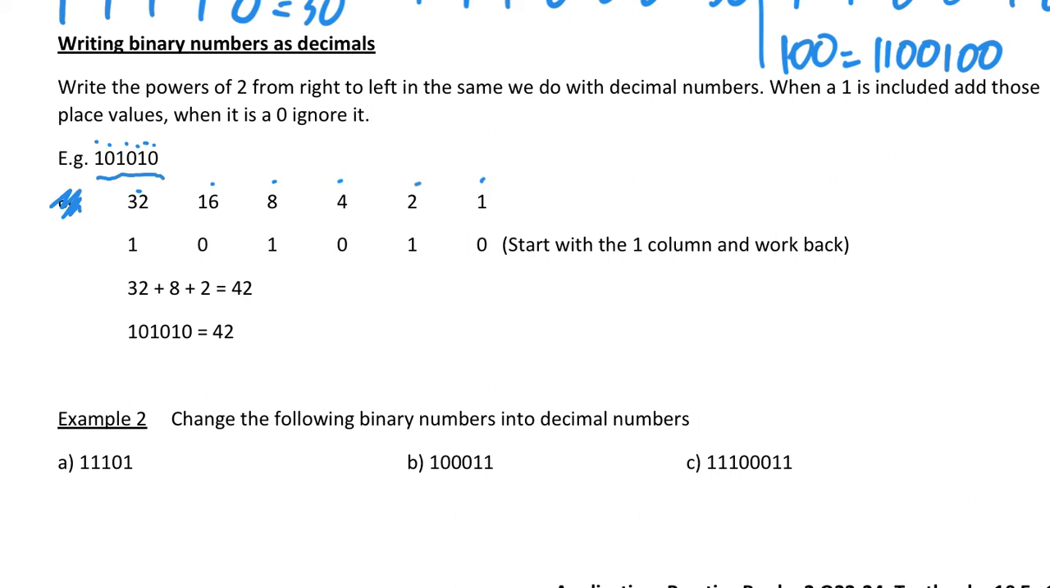Now look where the 1s are, then it's switched on. So that means we take the 32, it's switched on. We take the 8, because it's switched on. We take the 2, it's switched on. And the rest are switched off. So that means 32 plus 8 plus 2 works out to be 42. So you can see that 101010 is going to be equal to 42.